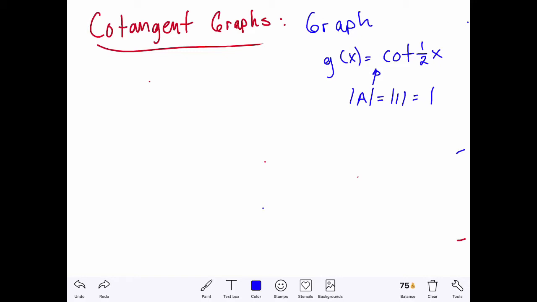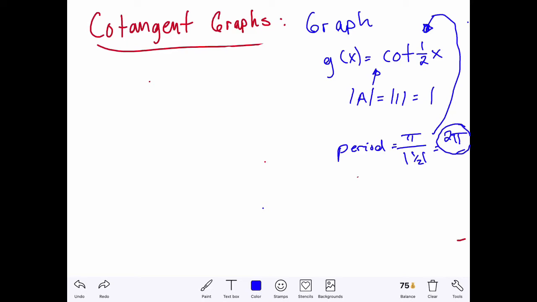And then, of course, we want to look here for our b. And remember, our period is pi over the absolute value of b. And in this case, b is 1/2. Well, the absolute value of 1/2 is 1/2, and then we invert and multiply, so that would be 2 pi. Okay, so our period length here is 2 pi. Let's go ahead and start with graphing.